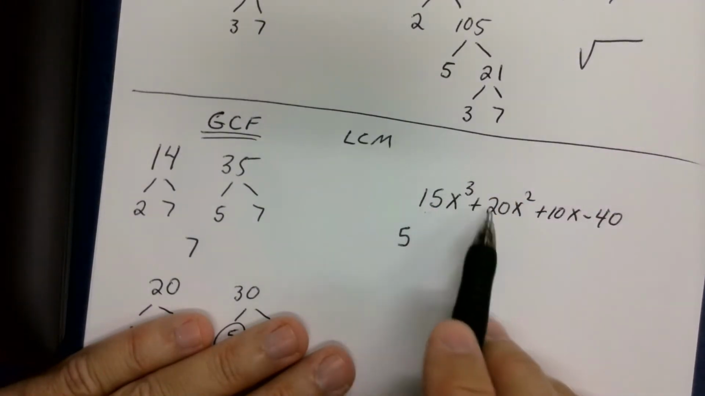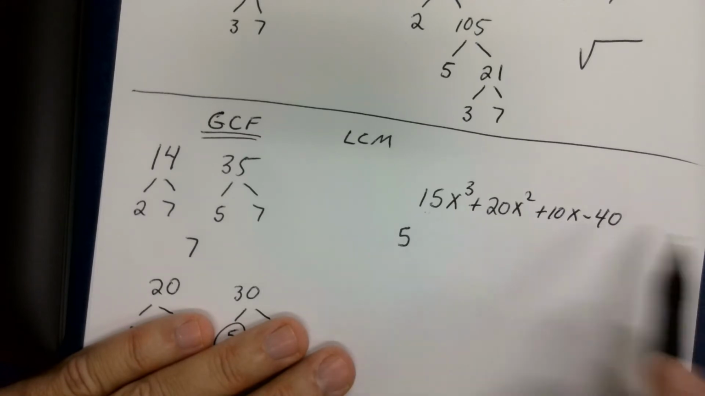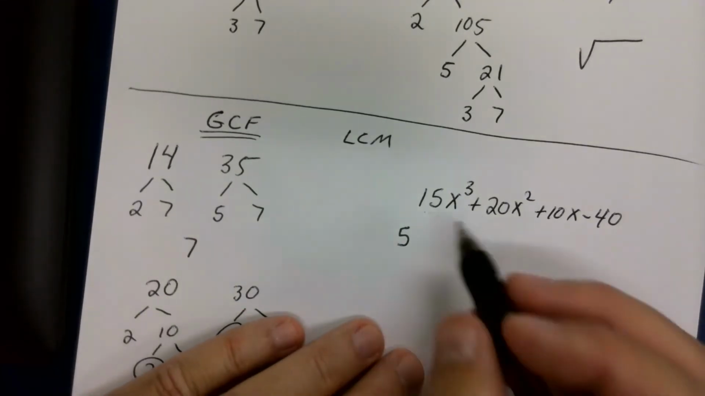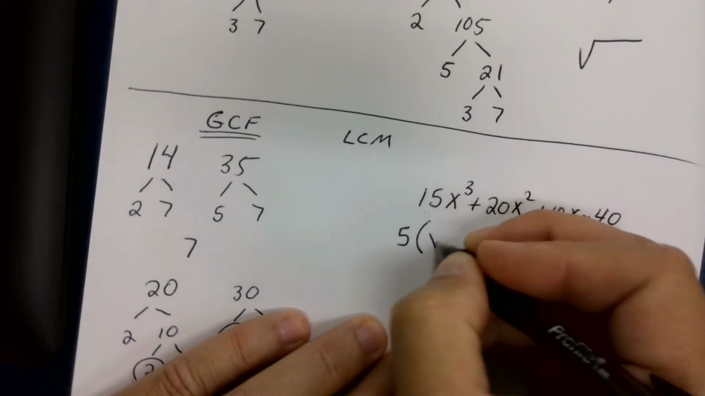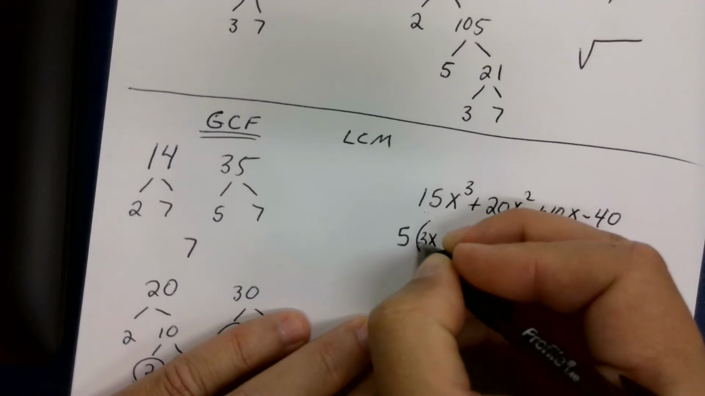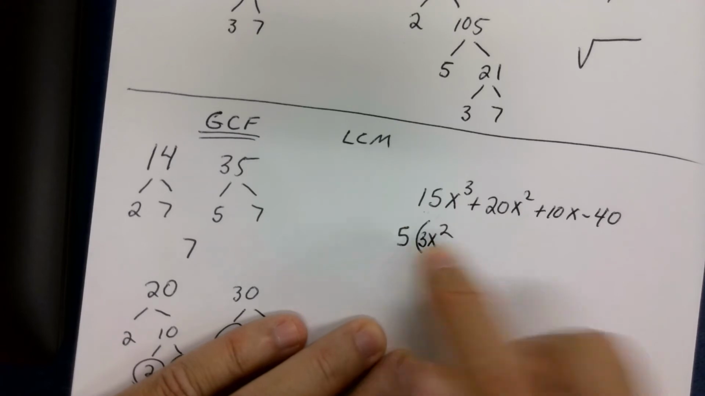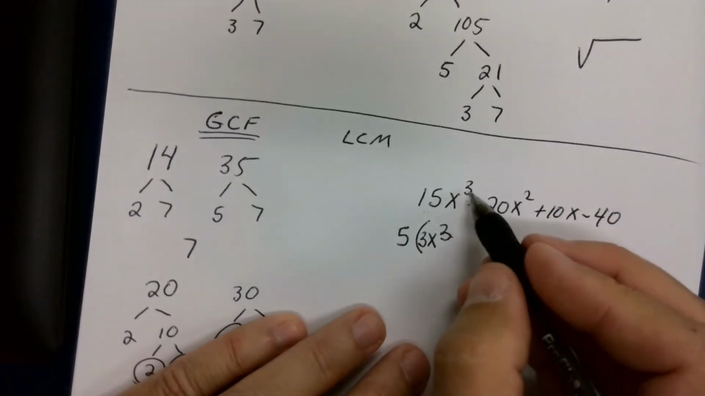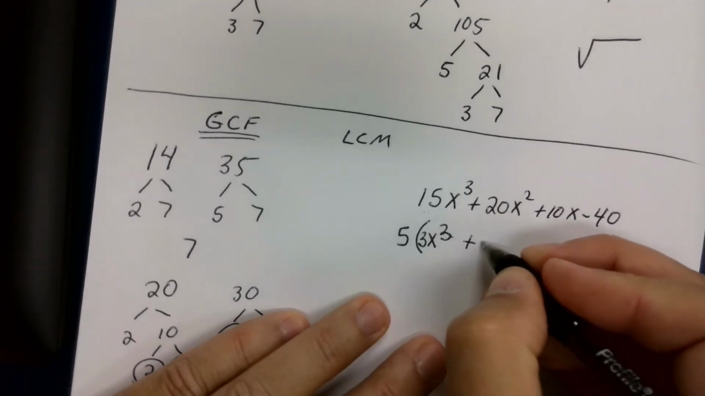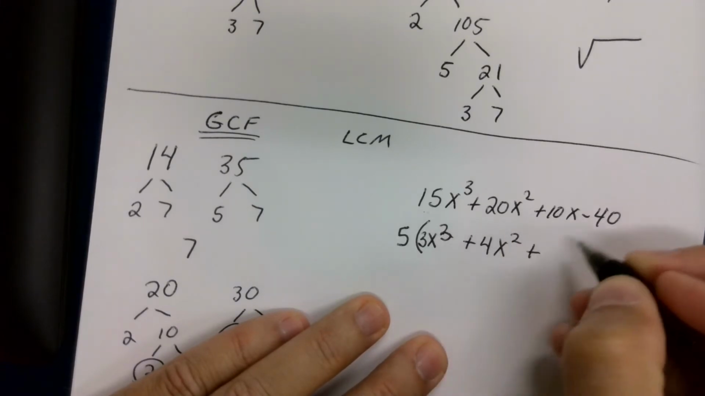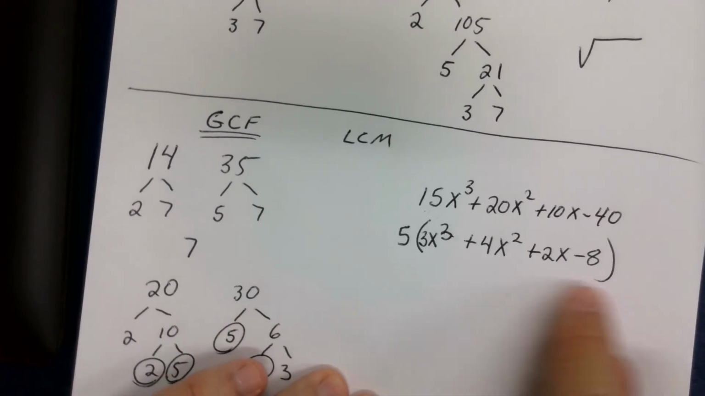Now I look, can I pull out x's? Well, this has 3 x's, this has 2 x's, this has 1 x, and this doesn't have any. So there are no common x's in any of these terms, so the most that I can do is pull out a 5. So then I ask, what's left? Well, a 5 is pulled out, and then I'm left with 3x cubed, because when I divide 5 into this 15, I'm left with 3x cubed. And I didn't pull any x's out, so they're all still there. So 5 times 3x cubed plus 4x squared plus 2x minus 8. And now I've shrunk this thing down to something smaller.